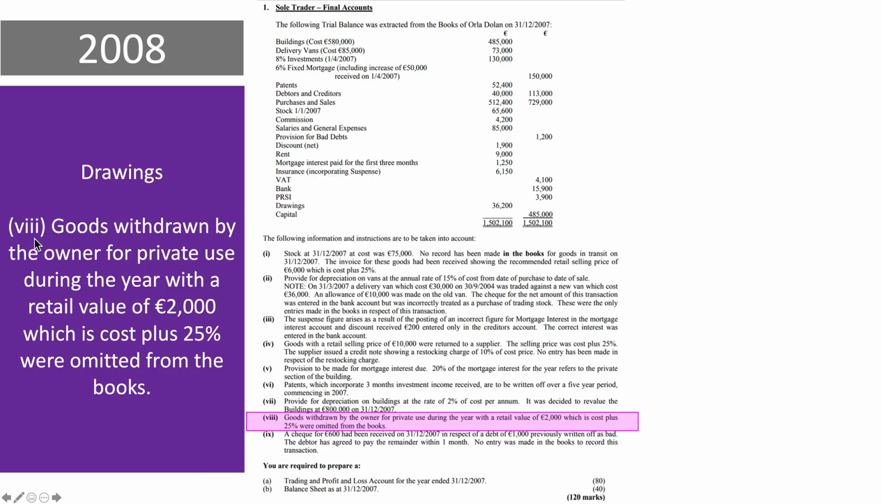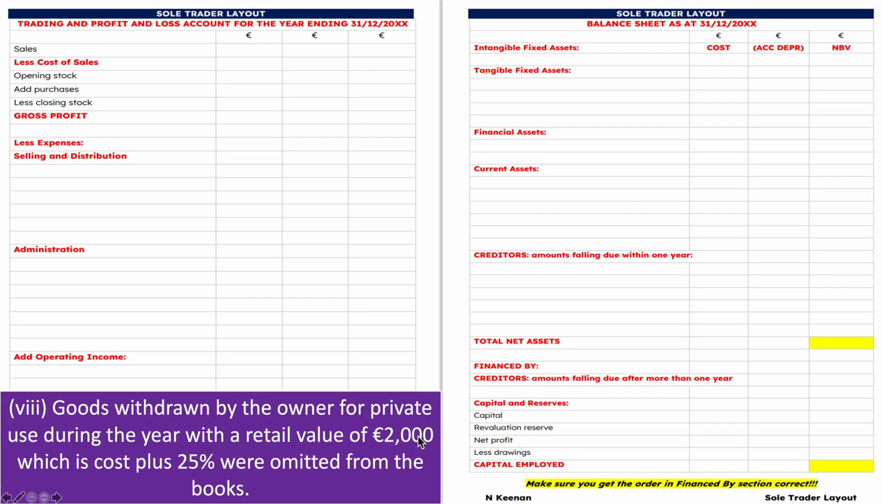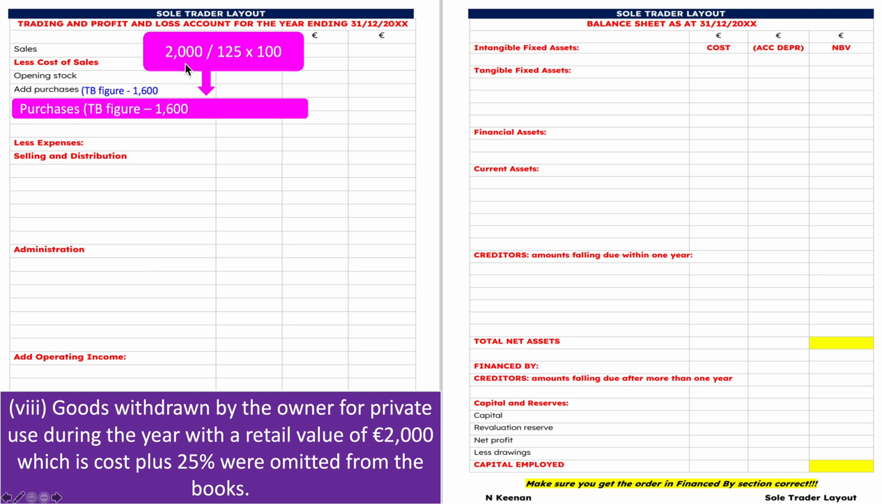So adjustment 8, goods withdrawn by the owner for private use during the year with a retail value of €2,000, which is cost plus 25%, were omitted from the books. Okay, so goods during the year, that means purchases, and they were withdrawn from the owner for private use, that is purchases. So we just have to find what is the cost of these. So they have a retail value of 2,000, which is cost plus 25%. So purchases minus 1,600, so it's 2,000 divided by 125 multiplied by 100 is 1,600.